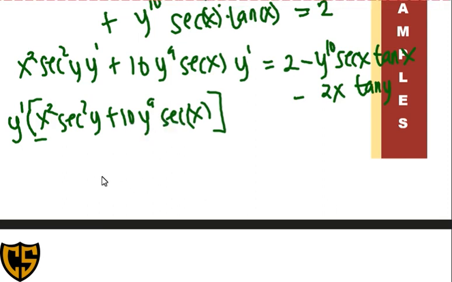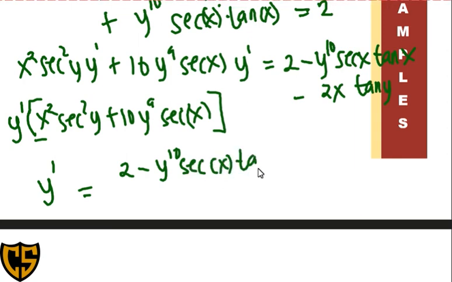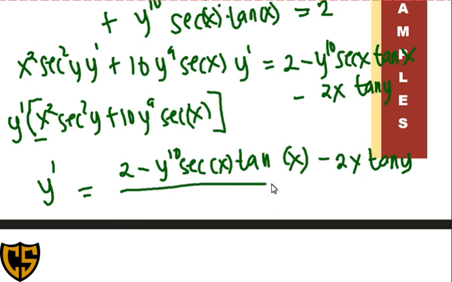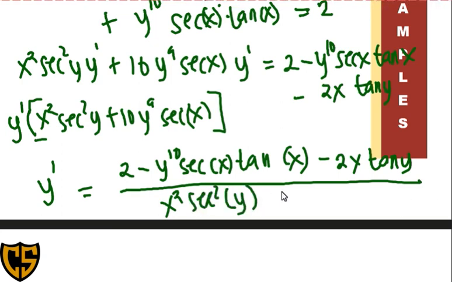So for our final answer, y prime is equal to this term divided by this term. That will be equal to 2 minus y raised to 10 secant x tangent x minus 2x tangent y, all over our whole term, which is x squared secant squared y plus 10 y to the 9 secant of x. This is now our final answer.